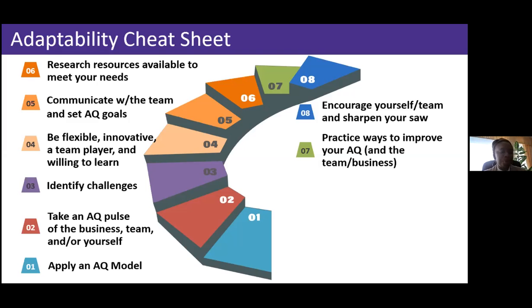Seven, practice ways to improve your AQ and the team's or business's AQ. Some of those ways that I used to talk about before COVID-19, when I did previous training on this, were things like driving a different route on your way to work, not going the same route every day, and getting feedback from other people when you are dealing with certain situations, people in your household or people that you work closely with, and asking them about how you respond to certain things. And of course, you're talking about close confidants whose feedback you can trust, and learn from it as well as build upon it.